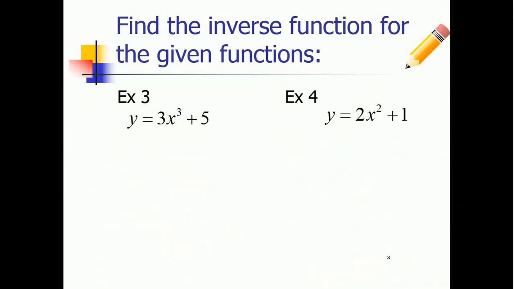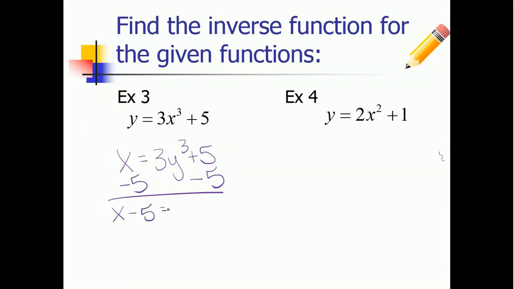What about these two? So notice I got a cubic function here. Let's find its inverse. So I'm going to flip-flop my x and y around. So x equals 3y cubed plus 5. So let's start solving for y. So I'm going to subtract 5 on both sides. Get x minus 5 equals 3y cubed. Looks like we need to divide by 3 because I need to get y cubed alone. So I got x minus 5 divided by 3 equals y cubed.